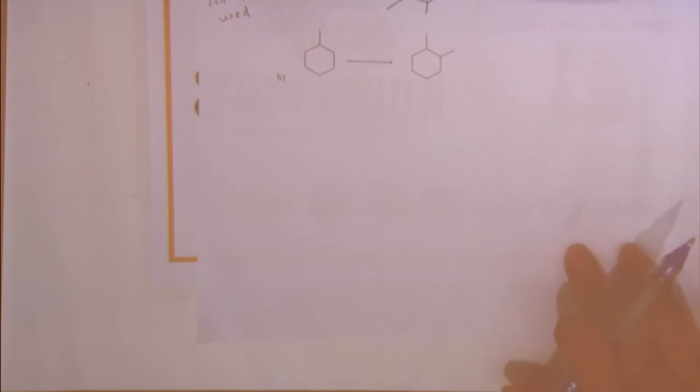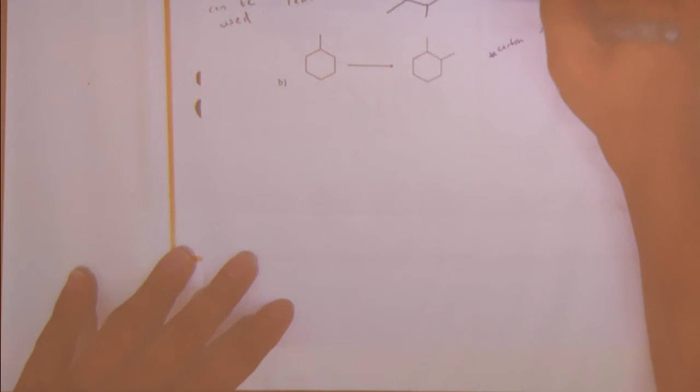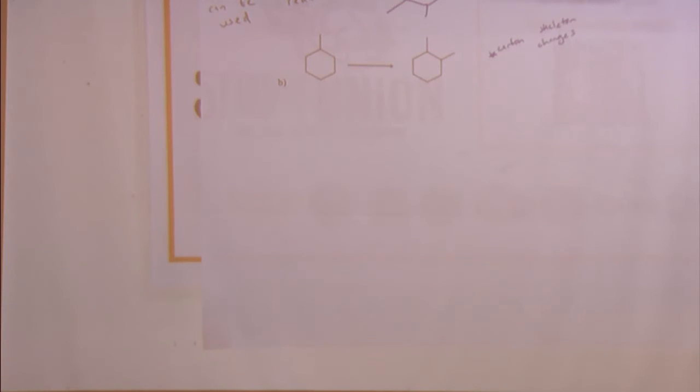Now, for our next problem, we're not having a change of functional groups, but we're definitely having a change of our carbon skeleton. So here, our carbon skeleton changes. Those are the two questions you always have to ask yourself in a synthesis problem: how's my functional group changing, and how's my carbon skeleton changing?